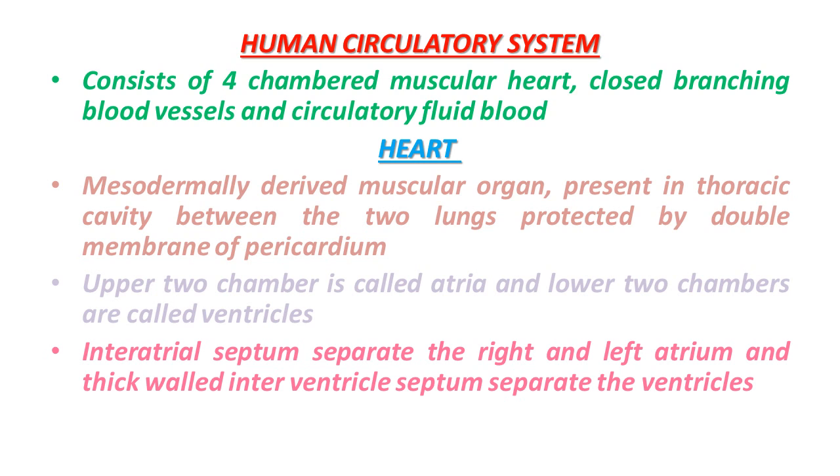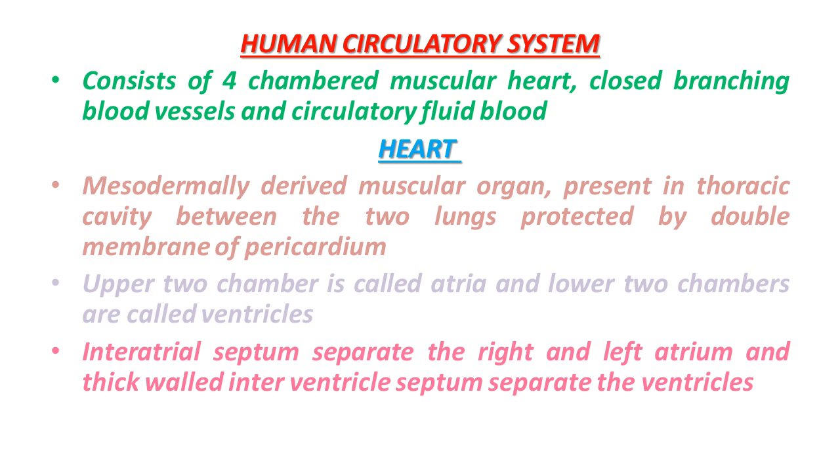Our heart has four chambers. As we know, it's a four chamber heart structure. Two relatively smaller upper chambers are known as atria, and two larger lower chambers are the ventricles. This way the heart is made up of four chambers.